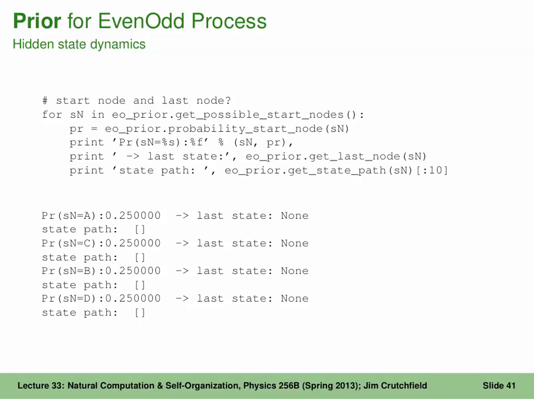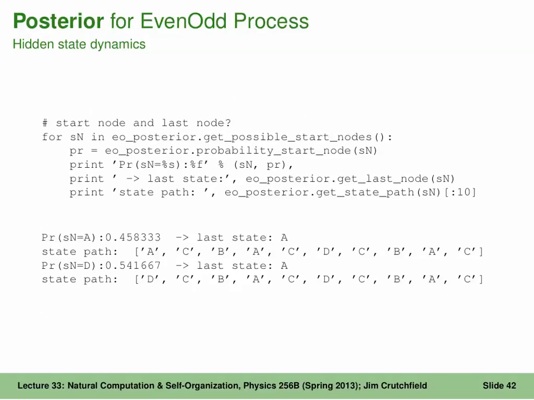But the idea here is the probability of each of the start states a priori is equal. So it's 1/4, 1/4, 1/4. We have no information about the start state. There's no information about the last state. So a lot of the CMPy code will just spit back None or empty lists if it's a prior, because there's no information to be provided for these particular things. Now, if we do this for the posterior, we get something different.